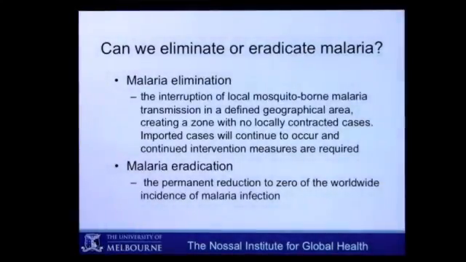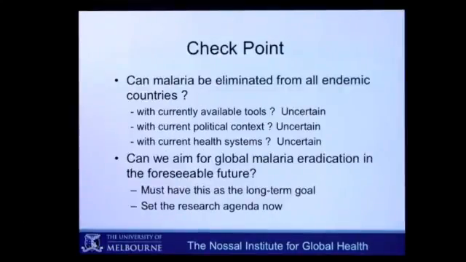Elimination we usually mean from an area, like elimination from a country, like Vanuatu, Solomons or Burma. Eradication is to eradicate it from the whole world. And the question is, can it be done? The answer is, with currently available tools, well, lots of countries have done it with what's available now. Some would argue that in Africa, where the transmission is so intense, it can't be done with what we've got. Political context, it requires money and political will.